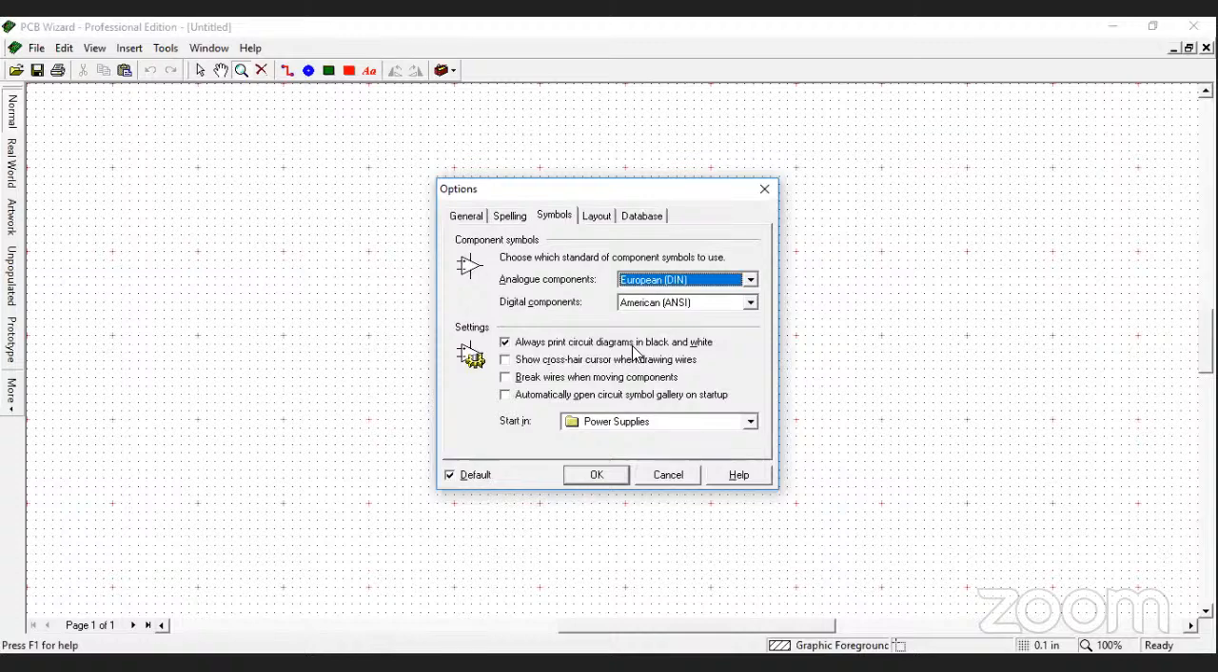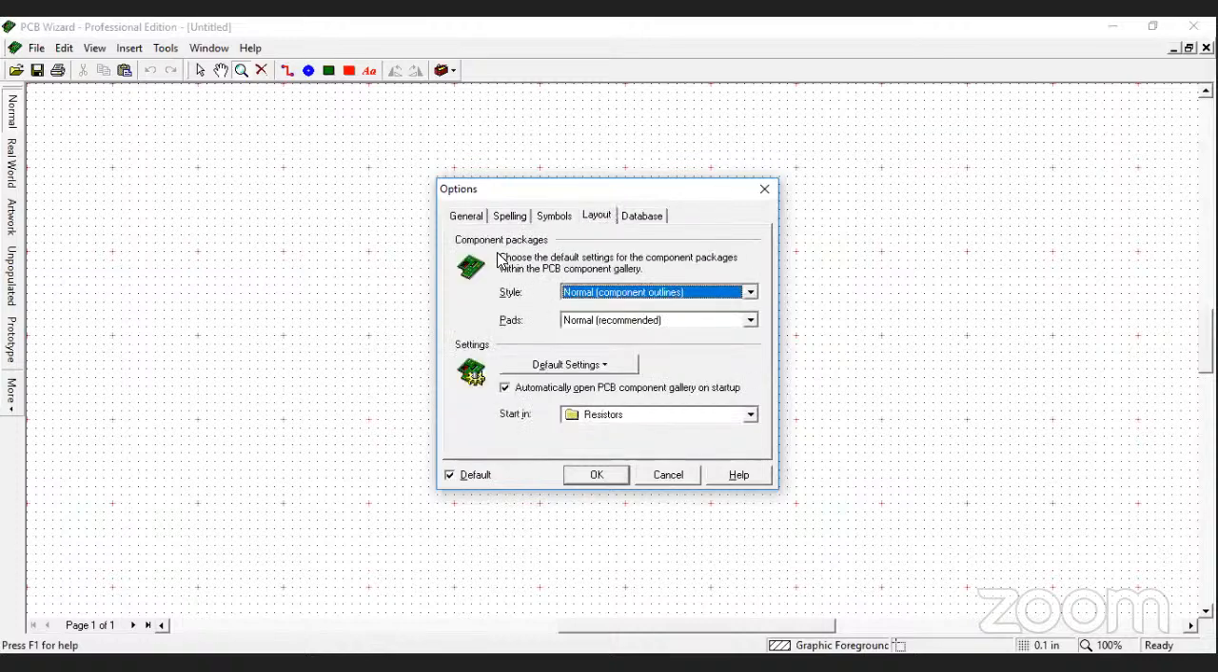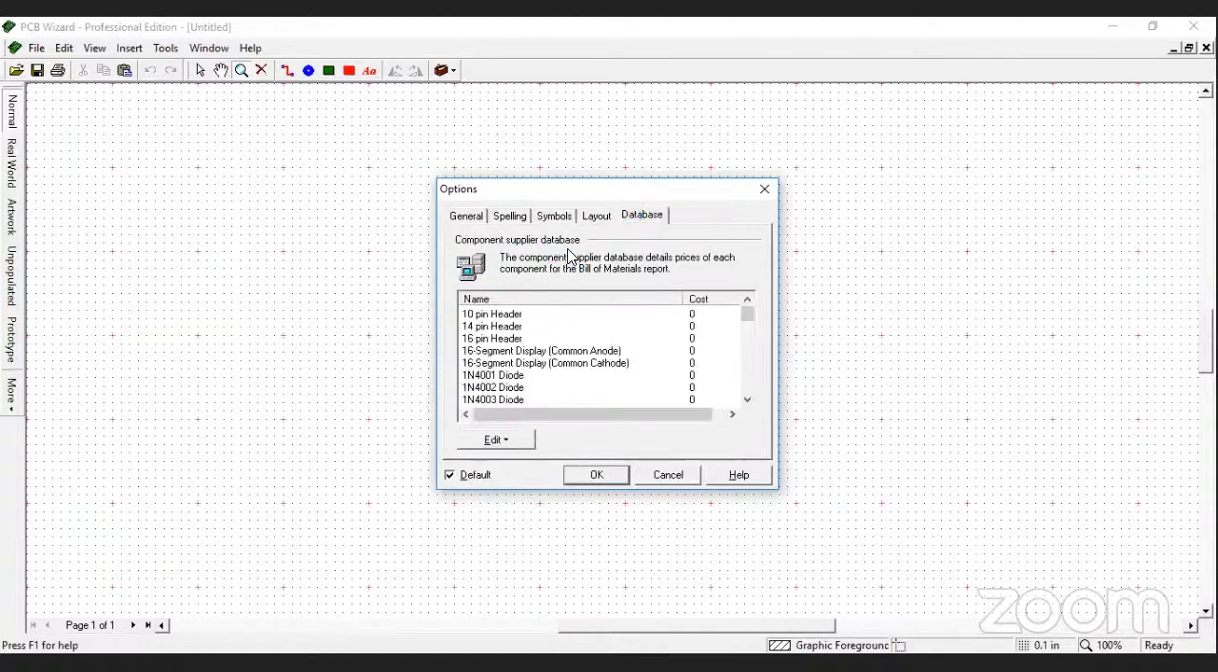Always print circuit diagrams in black and white design, right? You can show crosshair cursor when drawing wires, anything you want to enable. See, the digital components follow American design, which one? American ANSI. Analog components follow European design, that is DIN. Layouts, what type of layouts? Component packages type will come up, right? So the style is normal component outlines, normal recommended basically, right? Database, what will it be? Whatever the suppliers database will be, 10 pin header, 14 pin header, cost, whatever is provided here, that will be used.